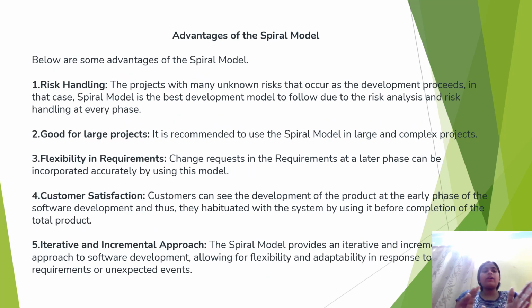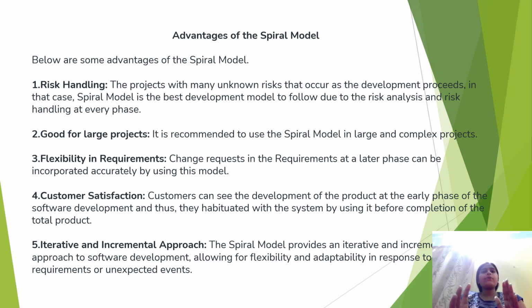Next, let's see the advantages of the spiral model. There are five advantages which are given below. There may be many more advantages, but only five are listed here. First is risk management. The projects may have unknown risks that occur during the development procedures. In that case, the spiral model is the best development model to follow due to the risk analysis and risk handling at every phase.